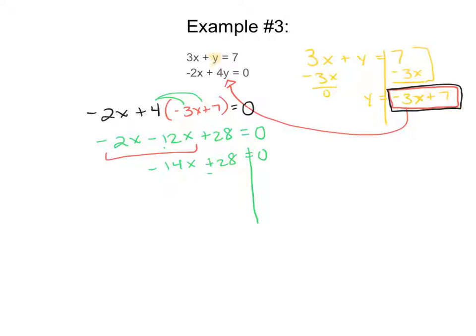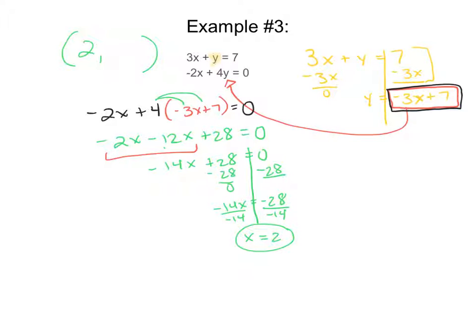I need to get the variable on the side by itself, so I'm going to subtract 28 on each side. It would give me a negative 14x is negative 28. And finally divide by negative 14. And I can see x is equal to 2. So again, I'm now about halfway there. And I'm going to have to plug this back in to see what is going to happen.